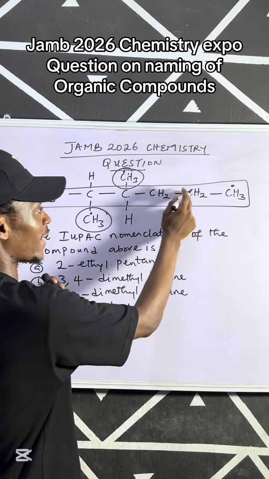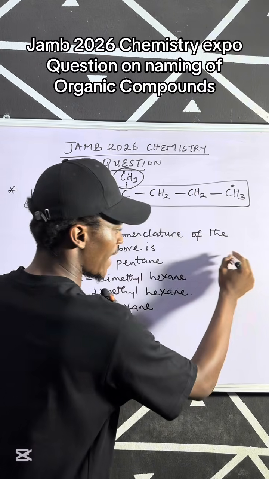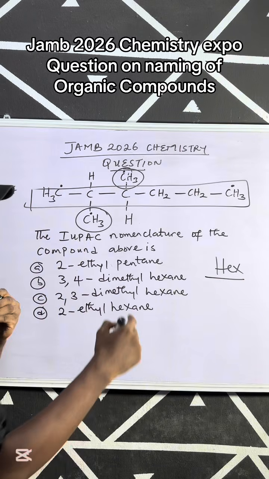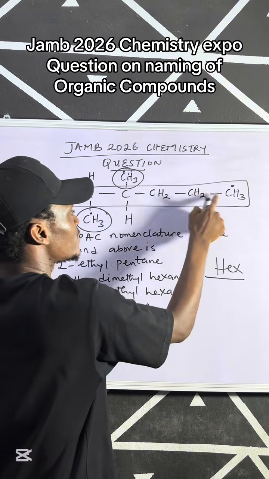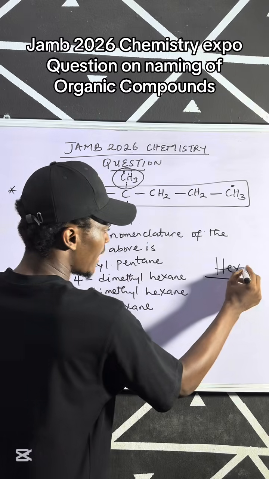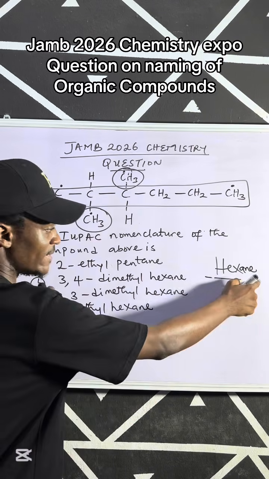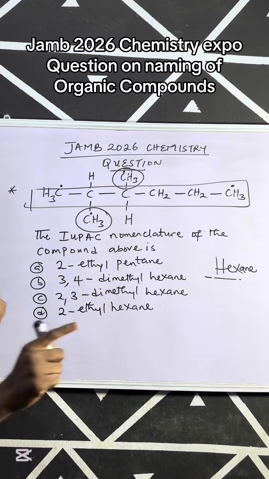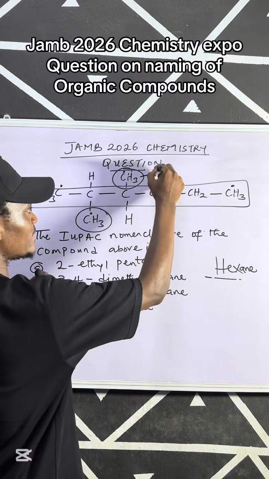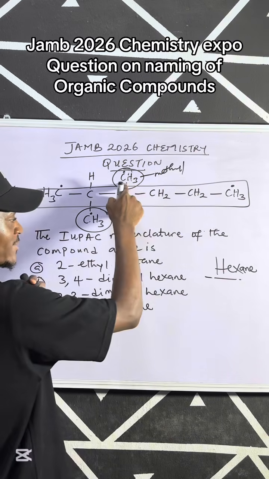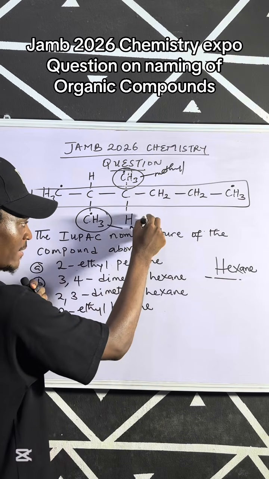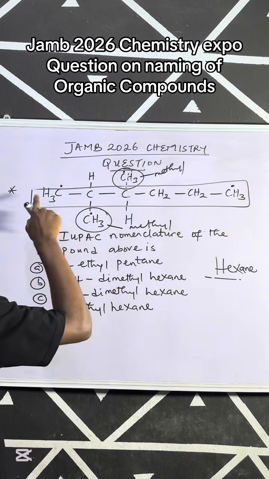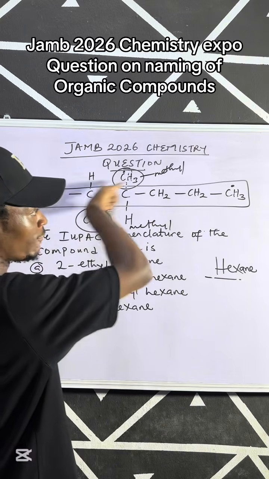1, 2, 3, 4, 5, 6. 6 carbons is what? Hex. And hex stands for 6. So since you have single bond connecting each of the carbons, then you call it what? Hexane. So hexane is our parent chain. Those two stuffs that I circled, they are called substituents. This guy is methyl, which is CH3. This guy is also what? Methyl, which is CH3.